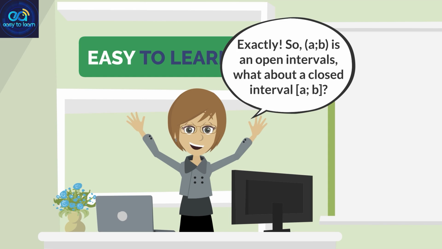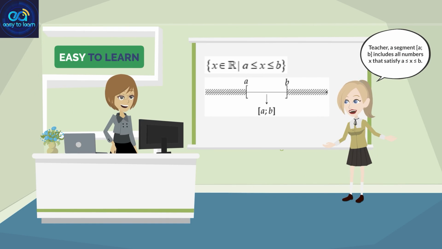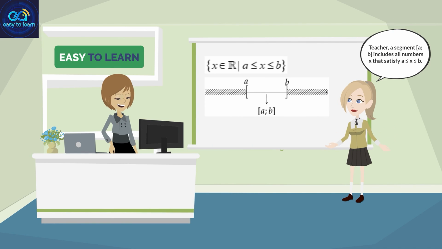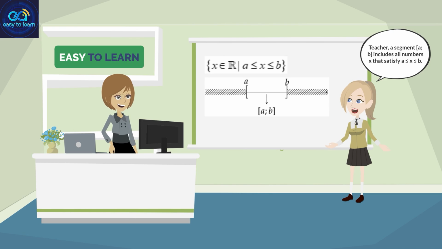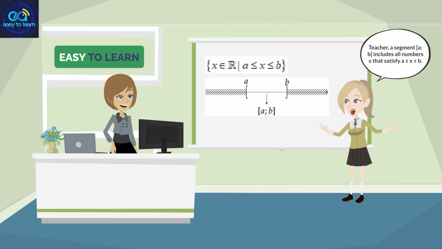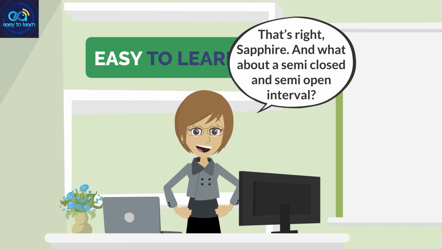What about a closed interval, square bracket a and b square bracket? Suffice: Teacher, a segment [a, b] includes all numbers x that satisfy a is less than or equal to x and x is less than or equal to b. That's right, Suffice. And what about a semi-closed and semi-open interval?